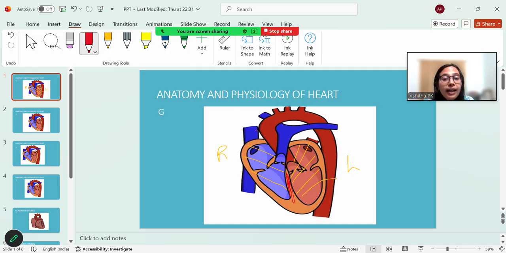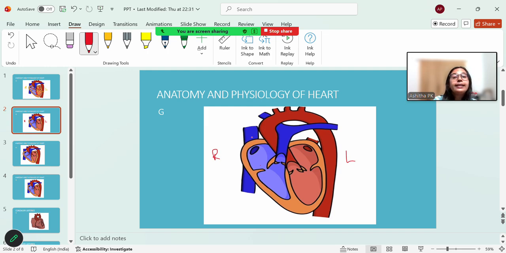The right side of the heart contains blood from the body, and the right side of the heart has to pump this blood to the lungs. As I said before, this is the right side and this is the left side.